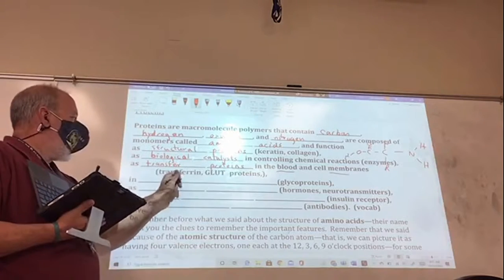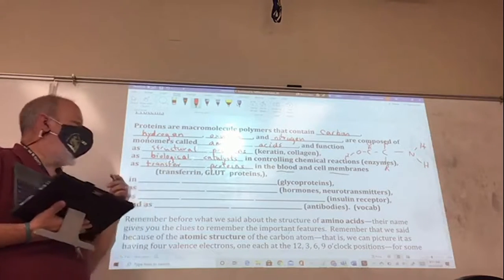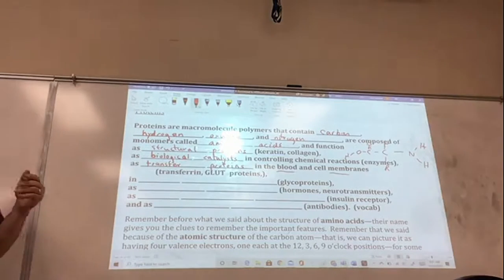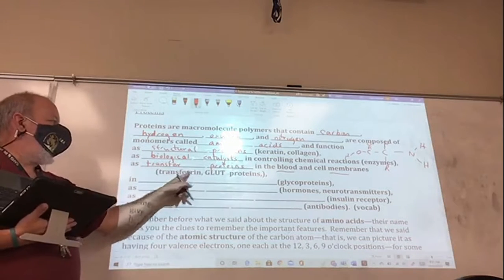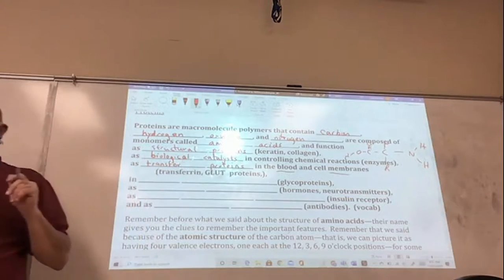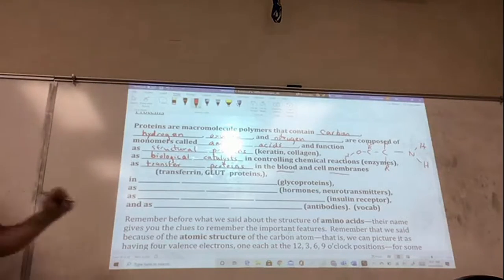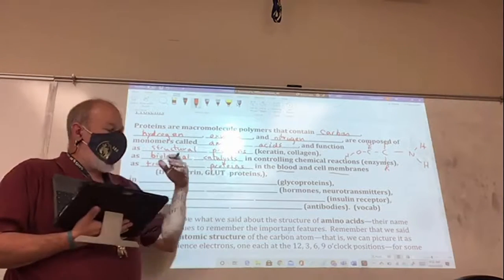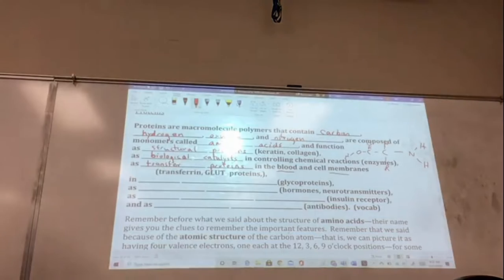Transferrin, the term F-E-R-R-I-N. Have you heard the word ferric before? What does ferric relate to? What element starts with Fe? Iron. Okay, so iron, transferring iron. This protein transfers iron. What does GLU remind you of? Glucose, right? This is the protein that transfers glucose in the cell membrane. So I have proteins in the cell membrane that transfer glucose from the blood into the cell.